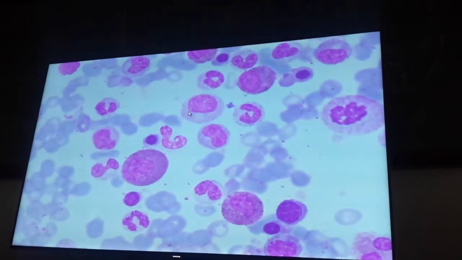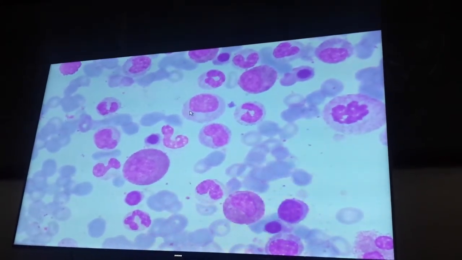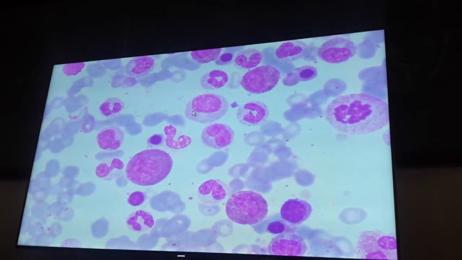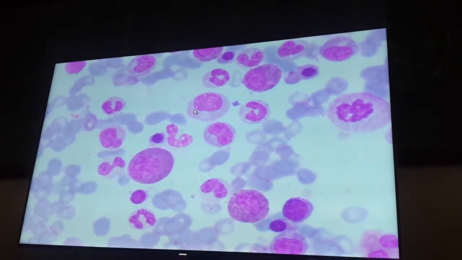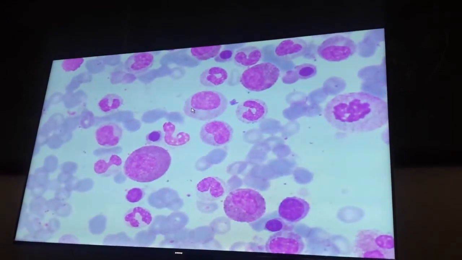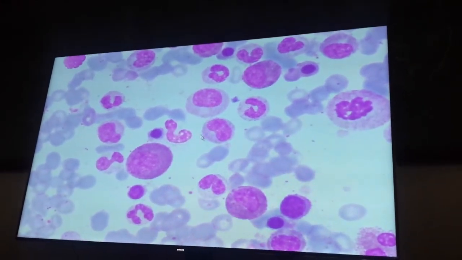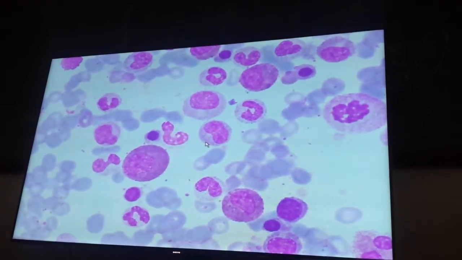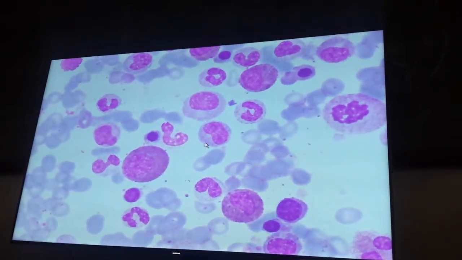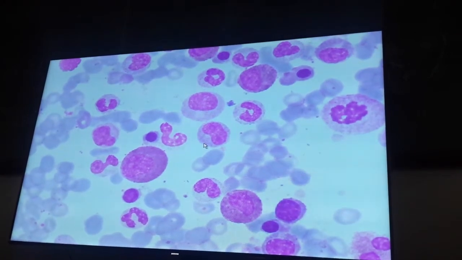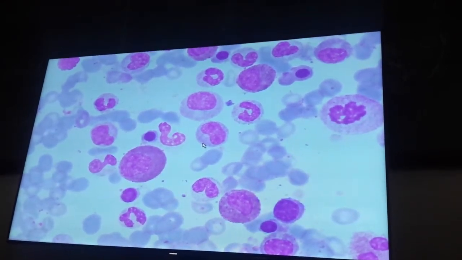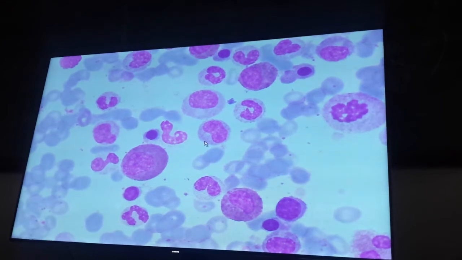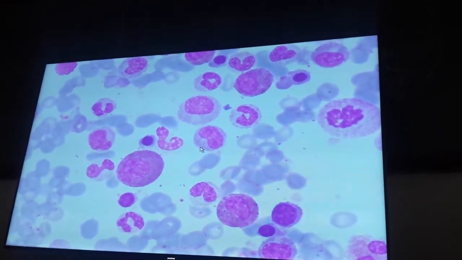How about this cell pointed? It is displaying two types of granules, blue colored and pink colored granules. Neutrophilic myelocyte. How about that cell? It also displays both blue and pink colored granules. Neutrophilic myelocyte. Okay, it should be called a metamyelocyte.